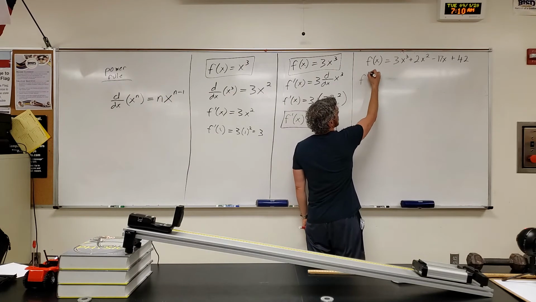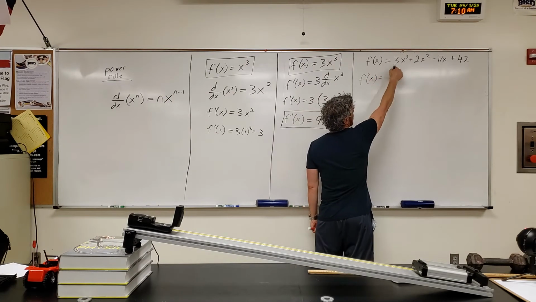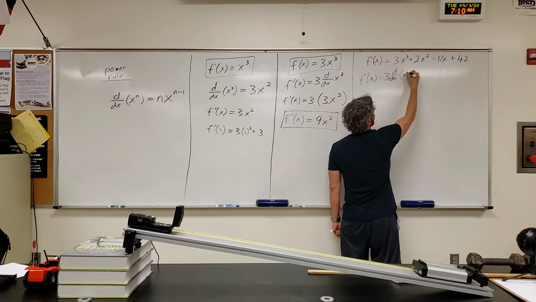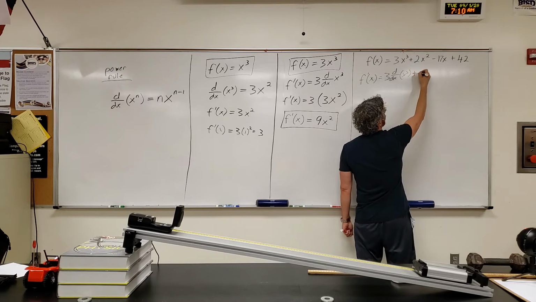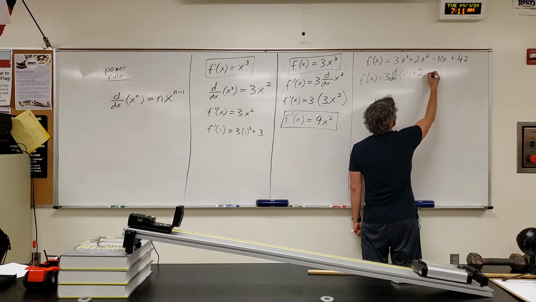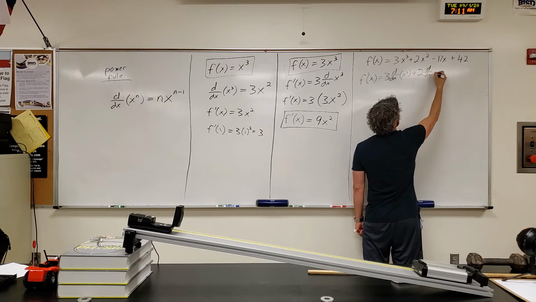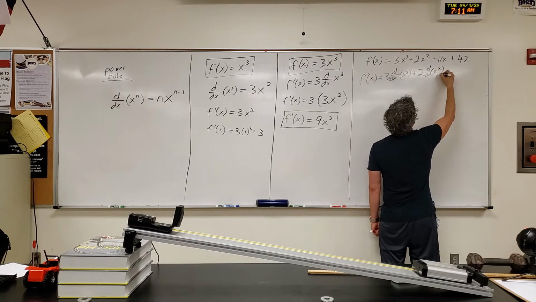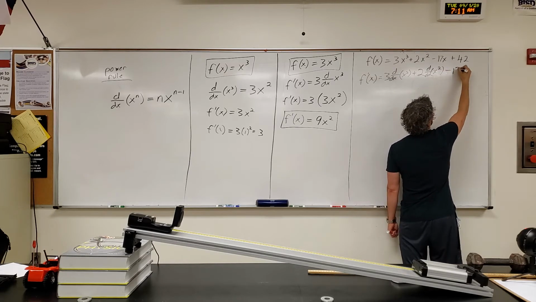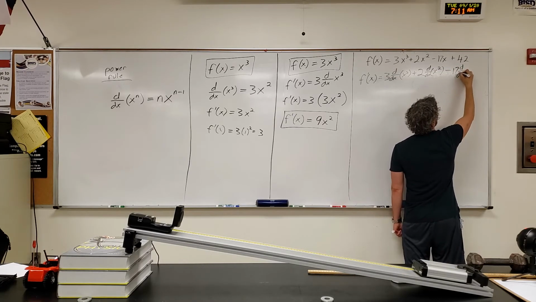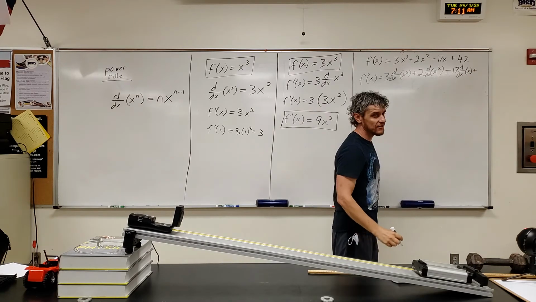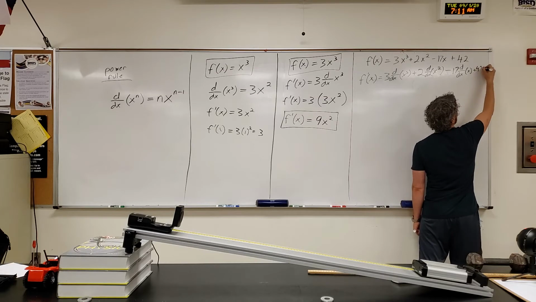So my derivative here is going to be 3 times the derivative with respect to x of x cubed, which we should know how to do now, plus the constant multiple here, 2, times the derivative with respect to x of x squared, minus 17, that's the constant multiple, times the derivative with respect to x of just x, plus, now that 42, 42 is the constant, times the derivative with respect to x.